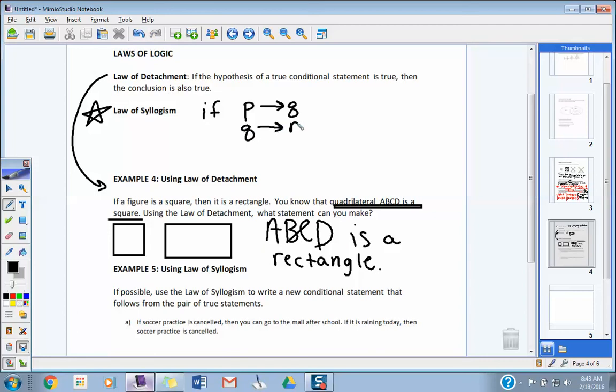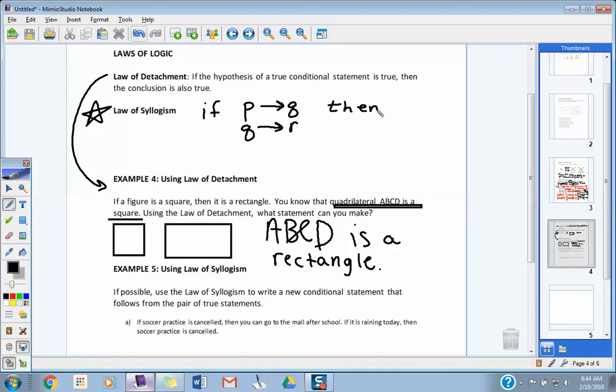Okay, so how many conditionals have I given you as a hypothesis right here, right after the word if? How many conditionals are here? Okay, then watch what happens here. The best way I can explain it is this. Guys, in those two conditionals, what letter appears in both conditionals? Q. Does Q occur in two different spots, meaning one at the end and one at the beginning?